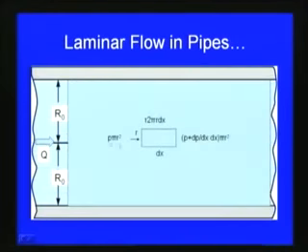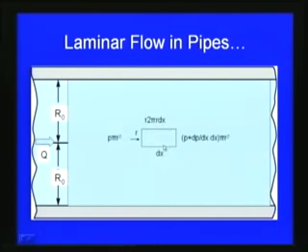The forces for this fluid element are as follows. The normal pressure force will be P into pi r square, and on the other side, at distance dx, it will be P plus dP by dx into pi r square. And then we have to consider the shear force, which we can write as tau, the shear stress, multiplied by 2 pi r dx. So, these are the forces.